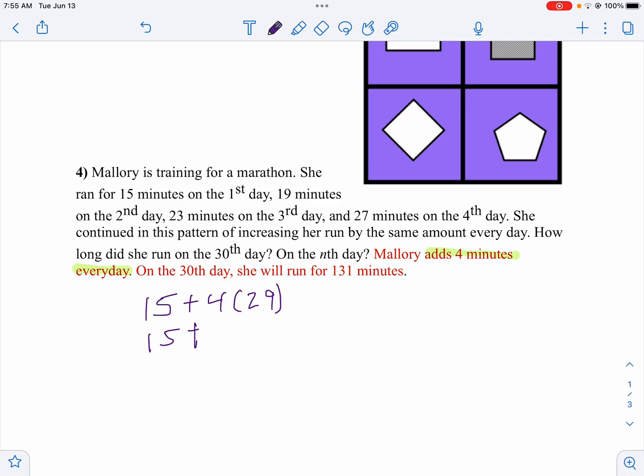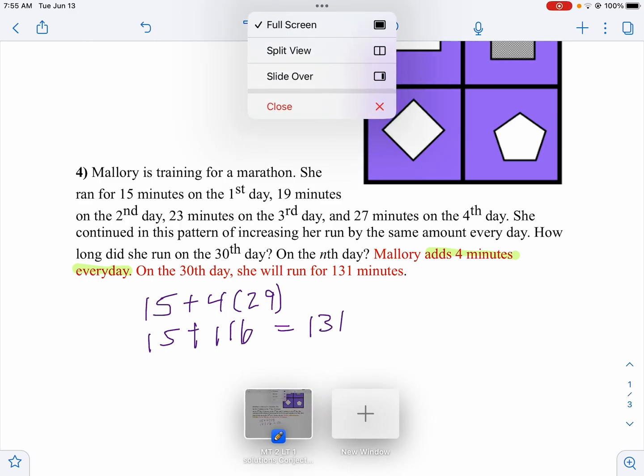So we'd get 100 and, 29 times 2 is 58. And 58 times 2 is 116. So 4 times 29 is 116. 15 plus 116. She'll have run 131 minutes on that day.